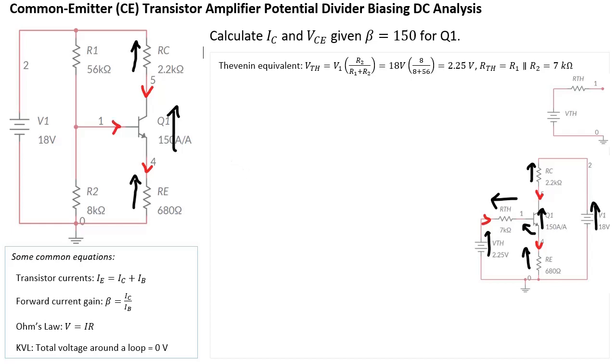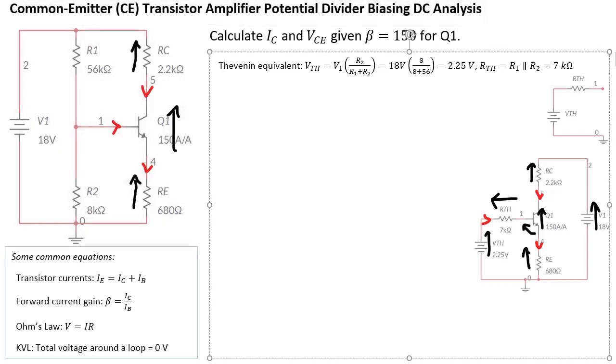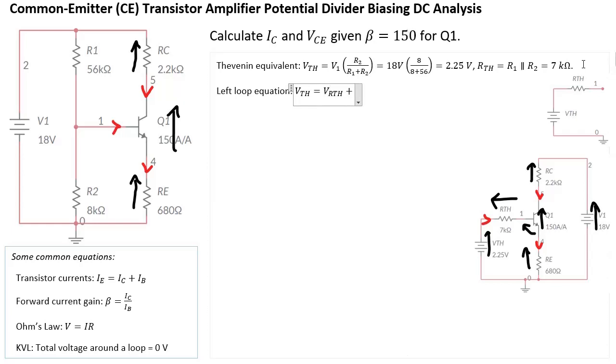We can now write equations about our small loop over there. Let me just write that: the left loop equation. We're just applying KVL, so we get VTH is equal to VRTH plus VBE plus VRE.